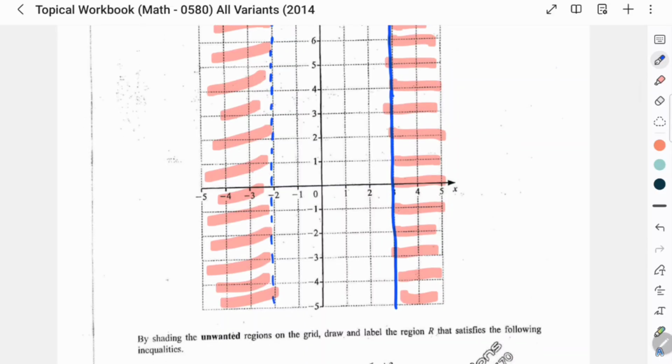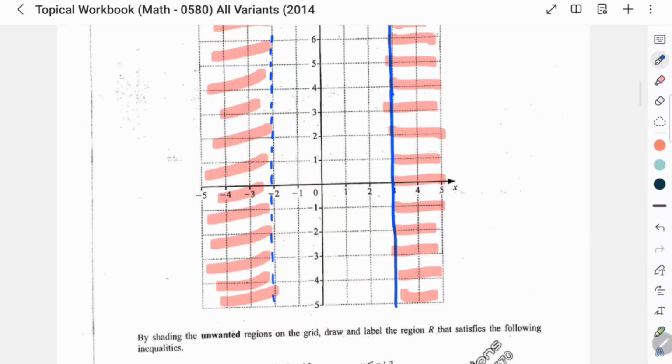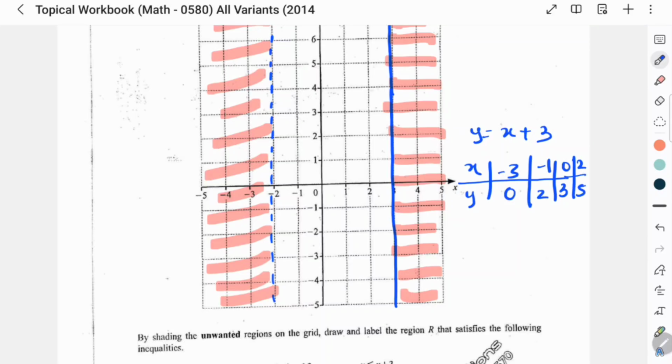Now the next one is y is less than x plus 3. So we just take the coordinates like we are doing in every question. If I'm taking x is minus 3, plus 3 is 0. If I'm taking minus 1, plus 3 is equals to 2. If I'm taking 0, it is 3. I can take one more number. If it is 2, then 2 plus 3 is 5. Just plot the coordinates and join the line. So that's -3, 0, then -1, 2, and then 0, 3, and you have 2 and 5.